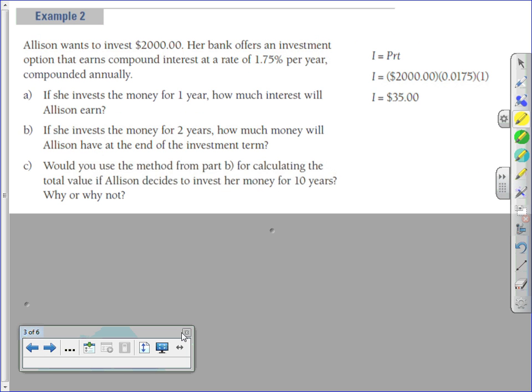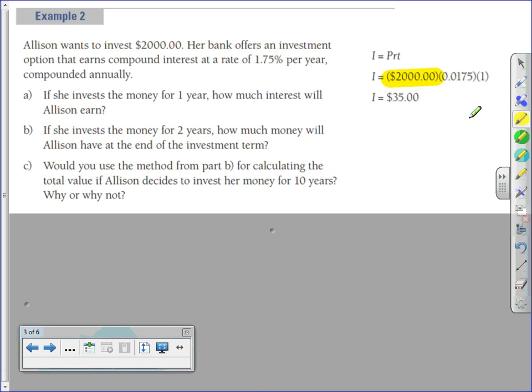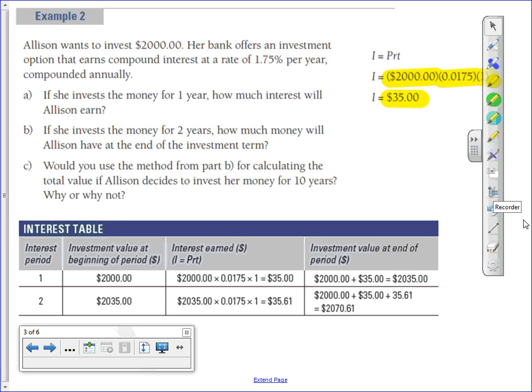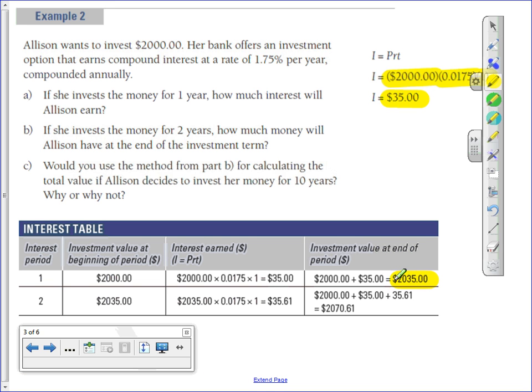So let's apply that to a compound interest situation where we have a principal amount still of $2,000, and we also have an interest rate still of 1.75%. For 1 year, our answer is going to be the same. $35 is what you gain. But with compound interest, you then take that amount and you add it to your original 2,000, and you'll see it in this table here that our new amount at the end of the year is $2,035 instead of the $2,000 like it was on the previous page.